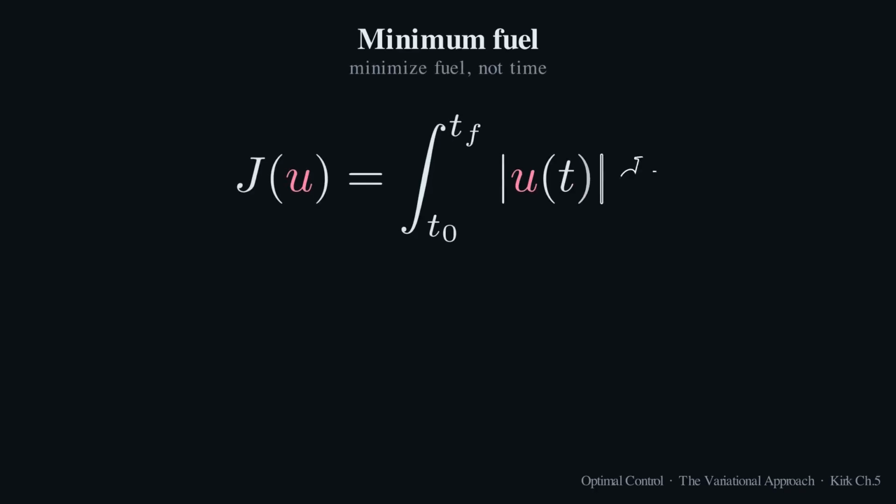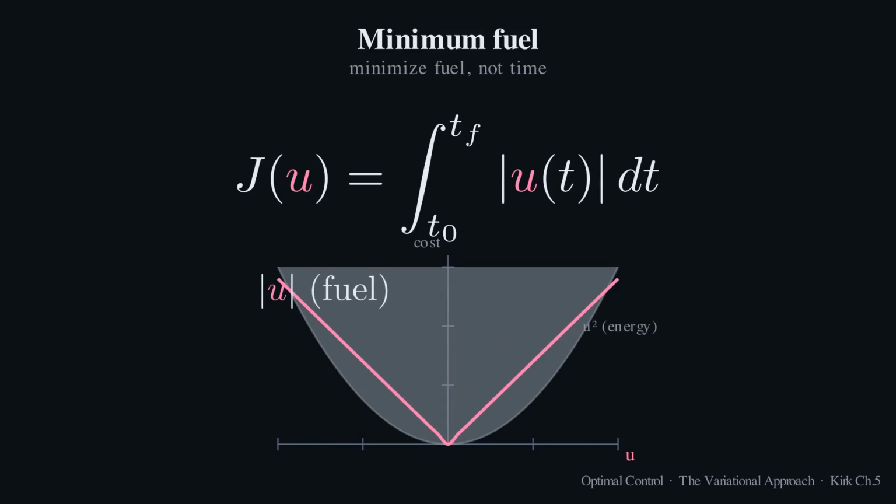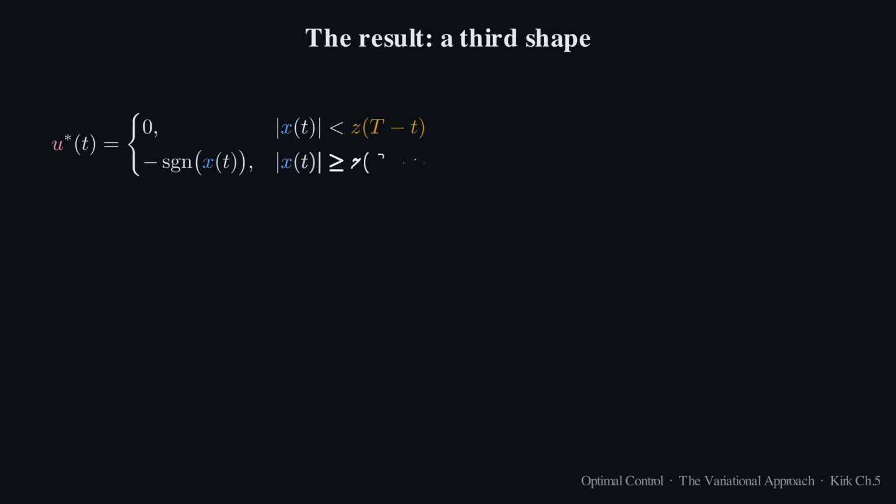Change the cost one last time. Instead of minimizing time, minimize fuel. J equals the integral of the absolute value of u, not u squared, the absolute value. You pay for thrust in proportion to how much you use, and crucially, coasting at 0 is completely free. That free coasting creates a brand new shape of answer.